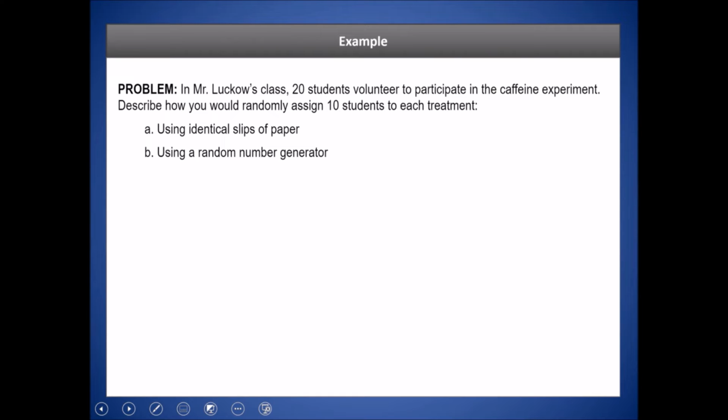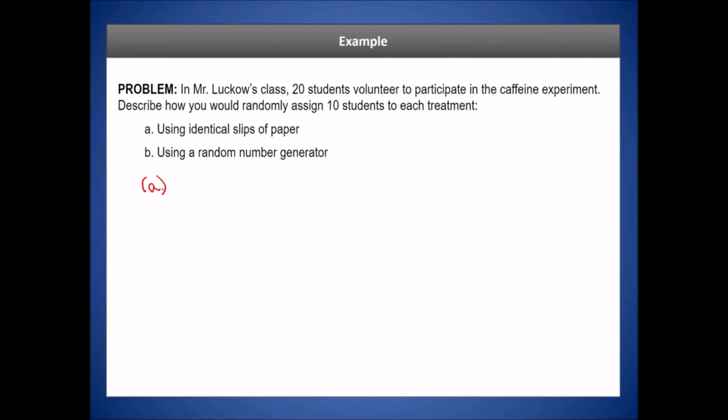So let's look at an example. In Mr. Lucco's class, 20 students volunteered to participate in the caffeine experiment. Describe how you would randomly assign 10 students to each treatment. So there are a couple of methods. So let's look at the first one. How would we assign 10 students to each treatment using identical slips of paper?